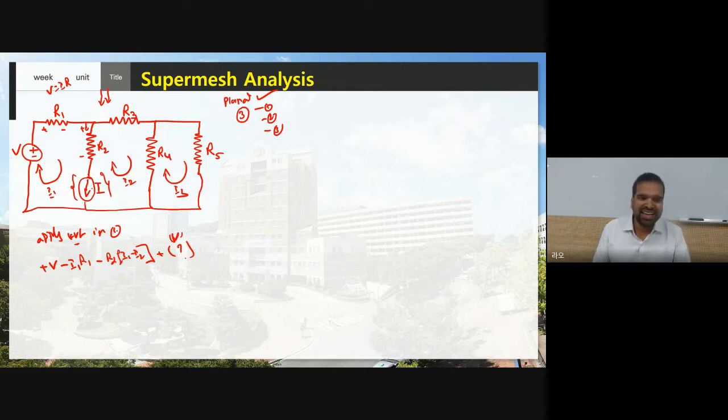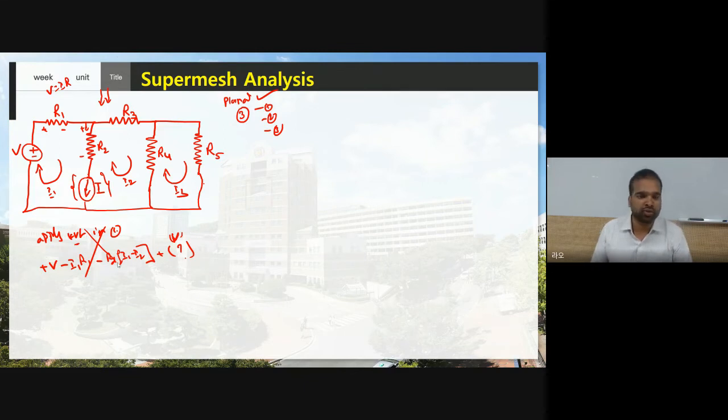If you have any current source in any branch, then it is very difficult to apply mesh analysis. Then you have to go for super mesh analysis. This current source may be here, or here, or here, anywhere in the circuit. If you have a current source, then you have to apply what? Super mesh analysis. This is an extension of mesh to super mesh. Clear? Now the mesh is not going to work out.